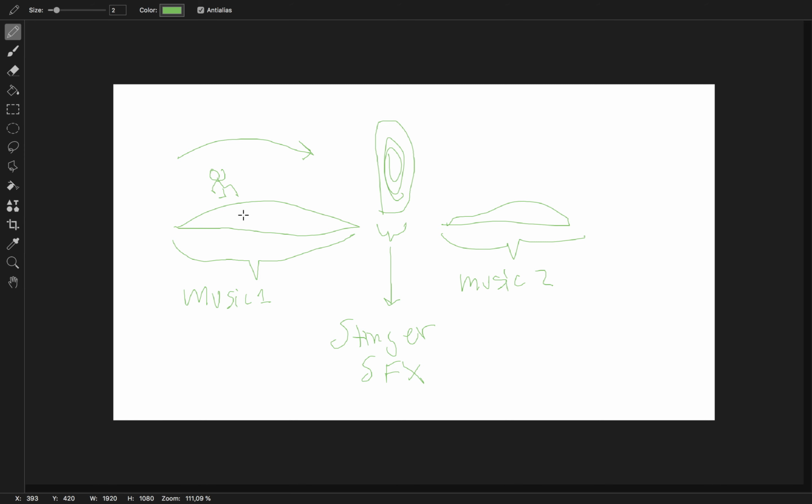For this example, I've made this sketch, and this is a platform. This is a little guy, our player. He's running along the platform, and he wants to get to platform number 2 over here. And in order to get there, he has to jump through this portal.